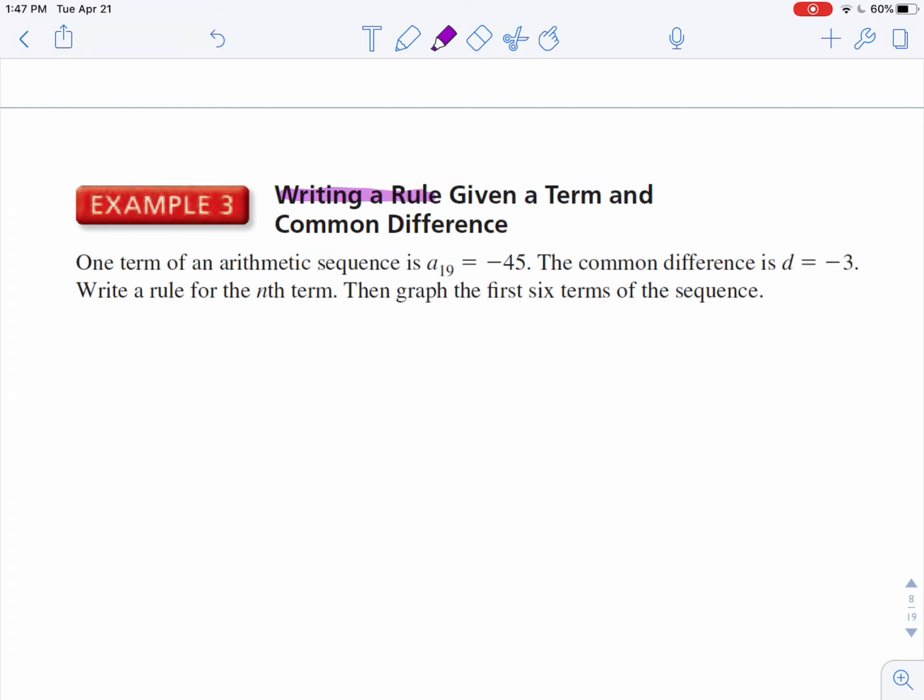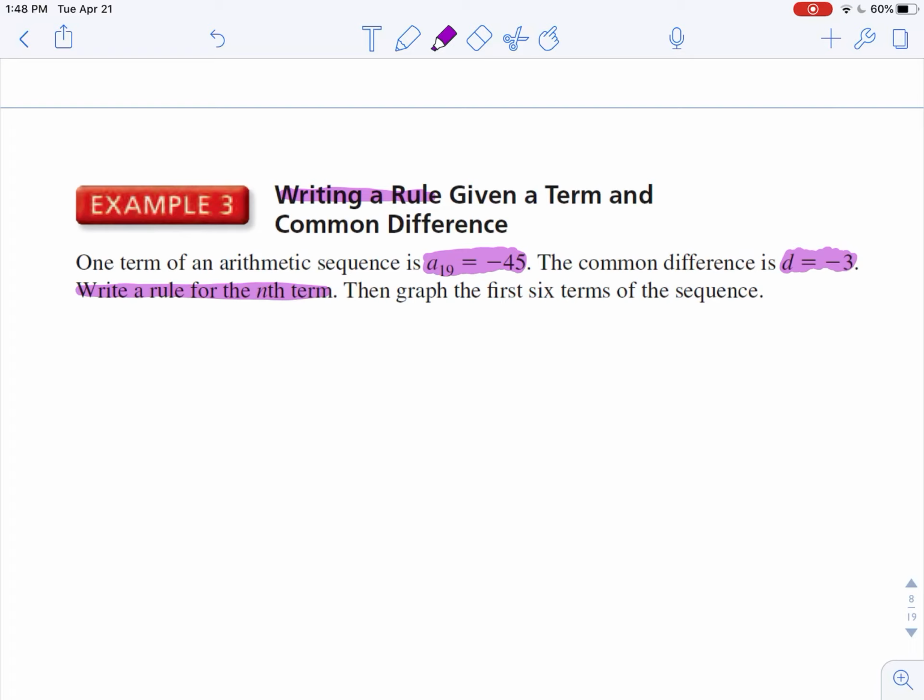And so notice what they're giving us. They're giving us the 19th term in this sequence is negative 45, and they're also telling us the common difference is negative 3. So they are giving us some information, but they're not giving us all of that same information that they gave us before. Now, what are they asking us to do? They are asking us to write a rule for the nth term.